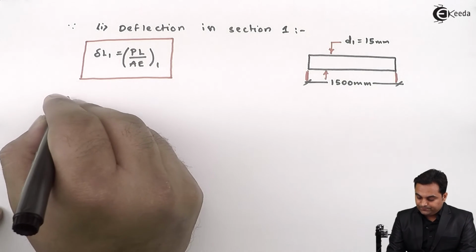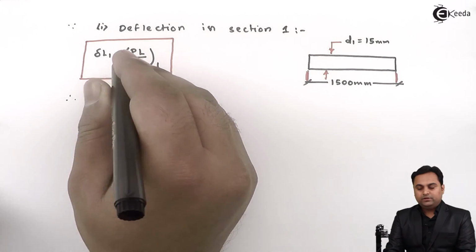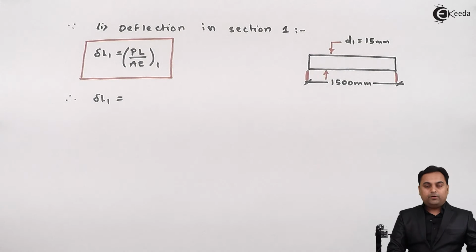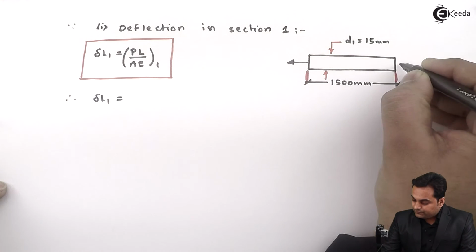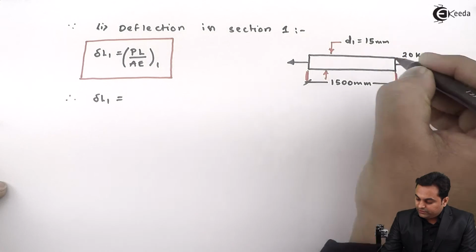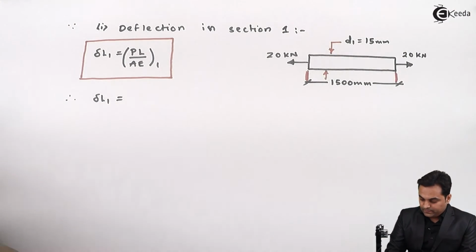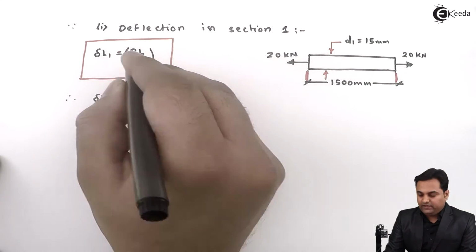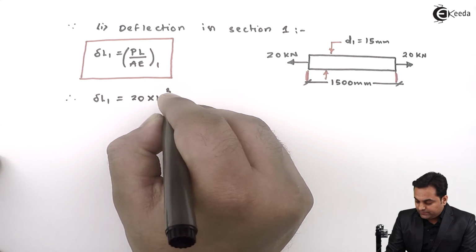So therefore deflection in section 1 is equal to P. The load applied is common to all of the sections. Here the load applied is given as 20 kilonewton in this problem. So here we have 20 kilonewton load. Therefore, instead of P I'll write it as 20 into 10 raised to 3 Newton.